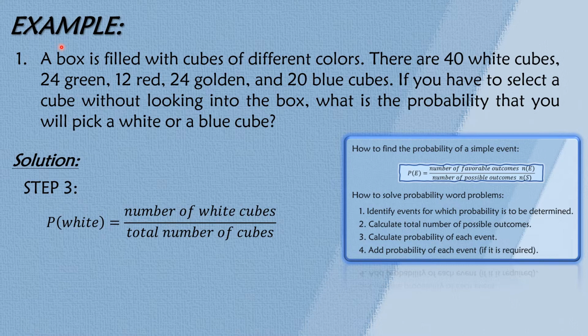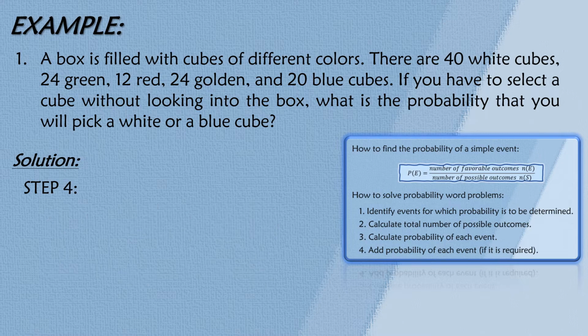So, we have the numerator, number of white cubes, and then the denominator is the total number of cubes. So, ang white, ang nakalagay dyan is 40. So, 40 over yung total number ng cubes natin is 120 na nakuha natin kanina. So, iyan na yung probability or yung fraction para sa white. Para naman sa blue, ang blue natin is 20 and then the total number of cubes is 120.